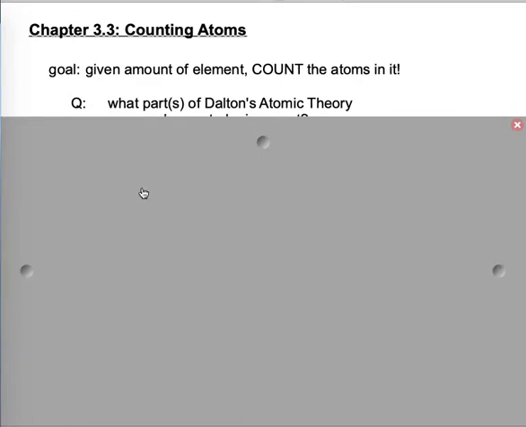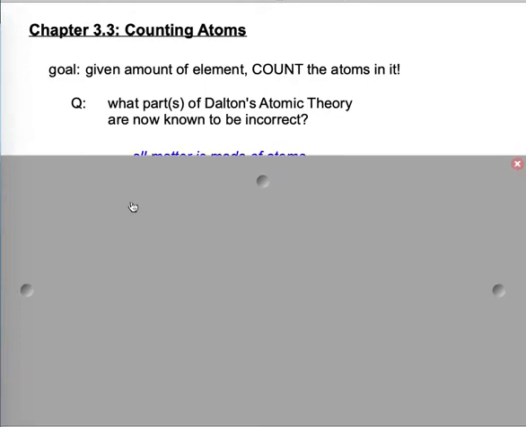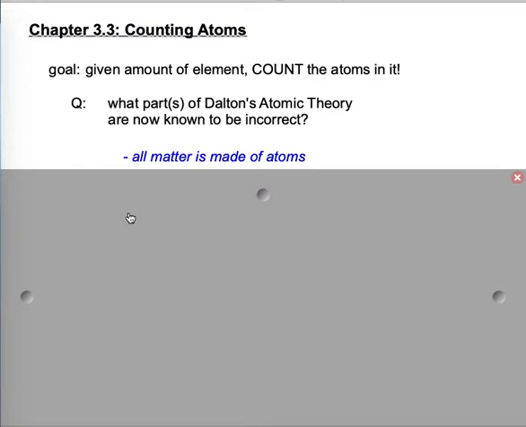Here's a question. What part or parts of Dalton's atomic theory do we now know are not correct? Think about it for a minute. Well, the first part is that all matter is made of atoms. That's actually not true. We saw earlier in the unit that the cathode ray is made up of electrons. Electrons are matter, but they are not atoms. So that part is incorrect, but Dalton didn't know about electrons.